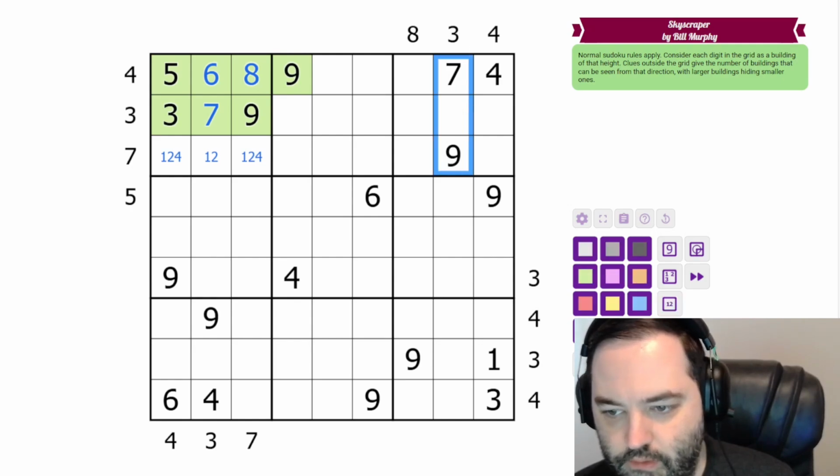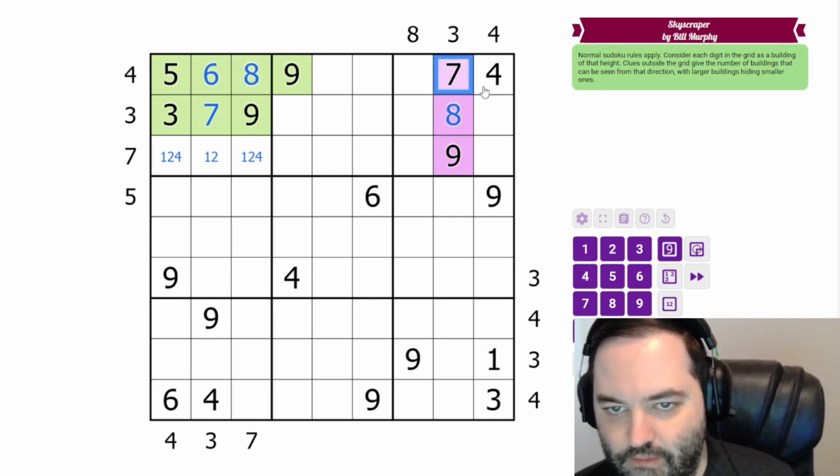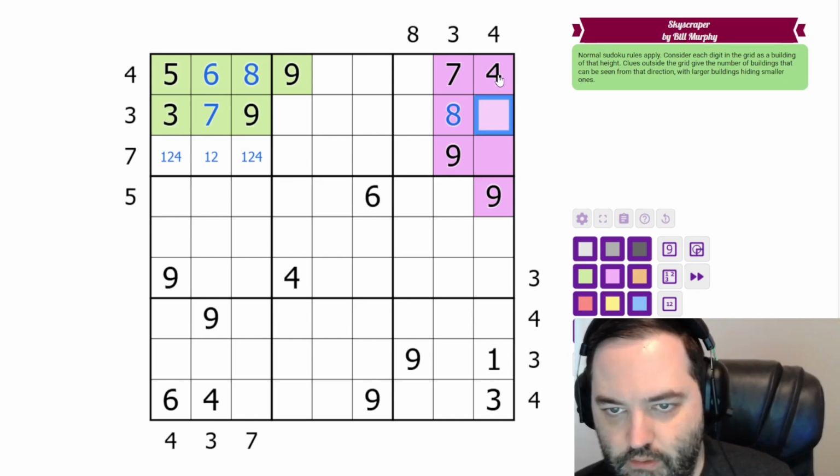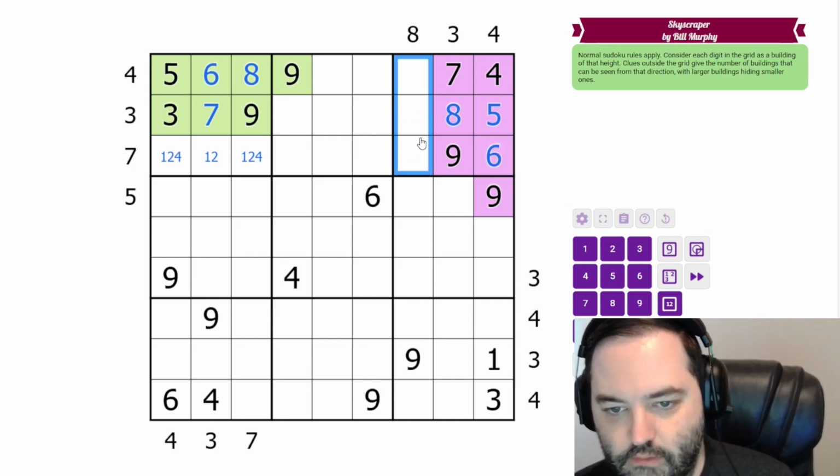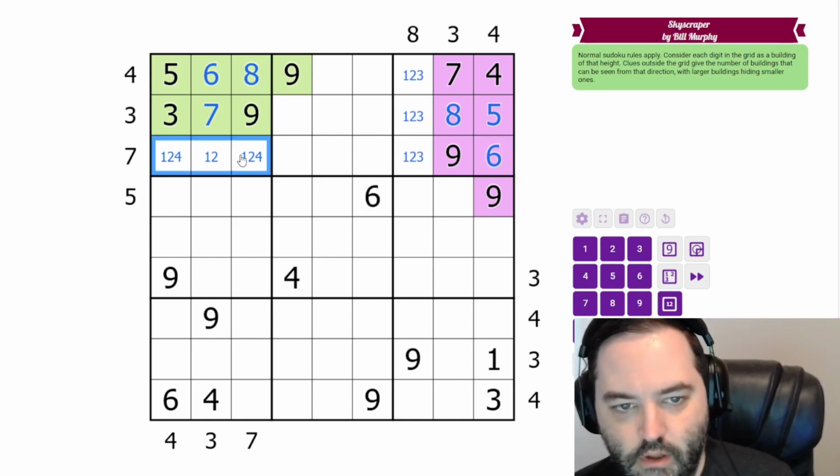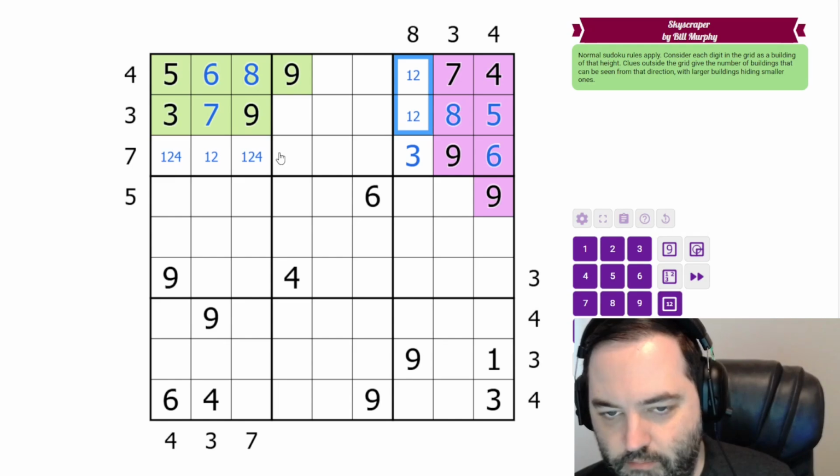3 clue here means these are our 3 cells. So that's an 8, has to be bigger than 7. These are our cells in this clue. Can't see past the 9. So for this one, we need greater than 4, but can't be 7 or 8. So this is going to have to be 5, 6, and this is 1, 2, 3. The 1, 2, 4 here means this is a 3.